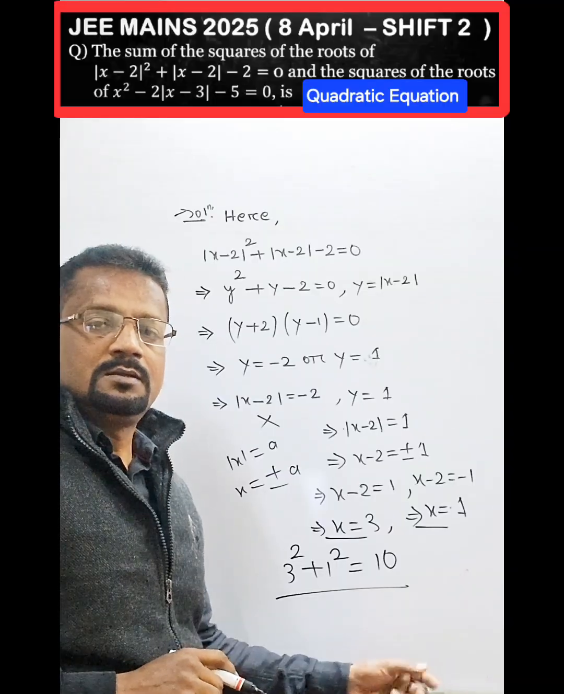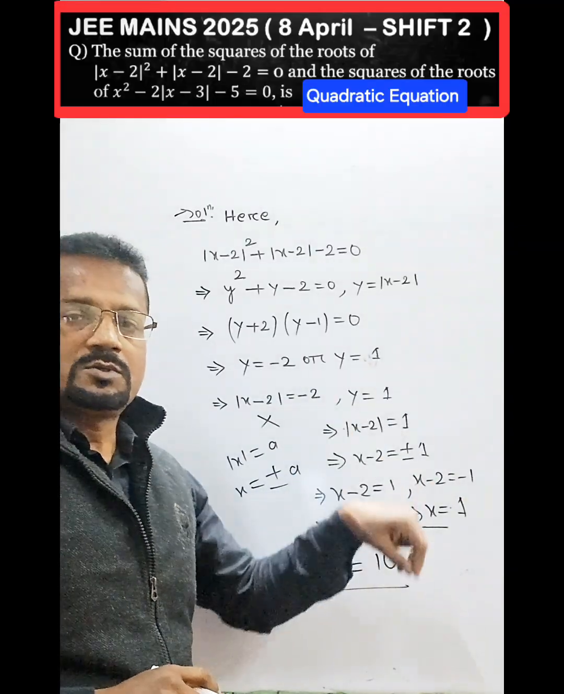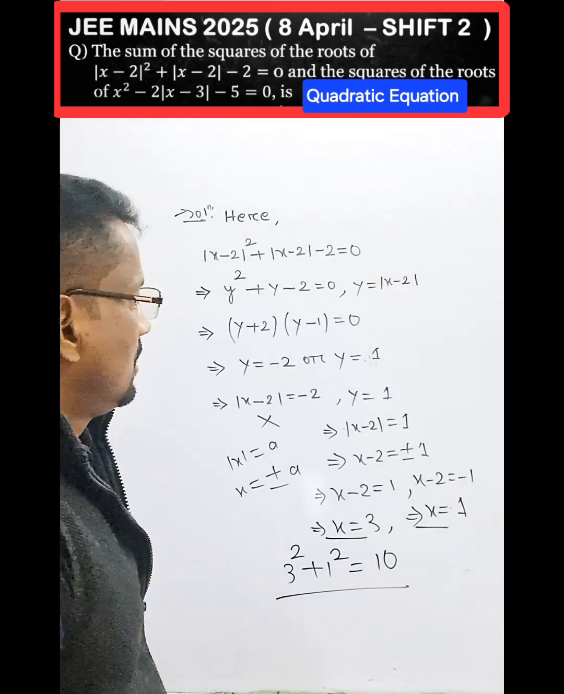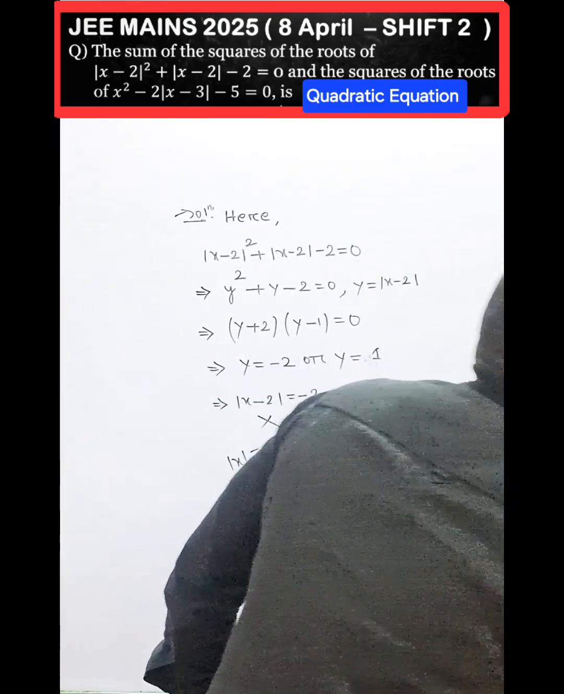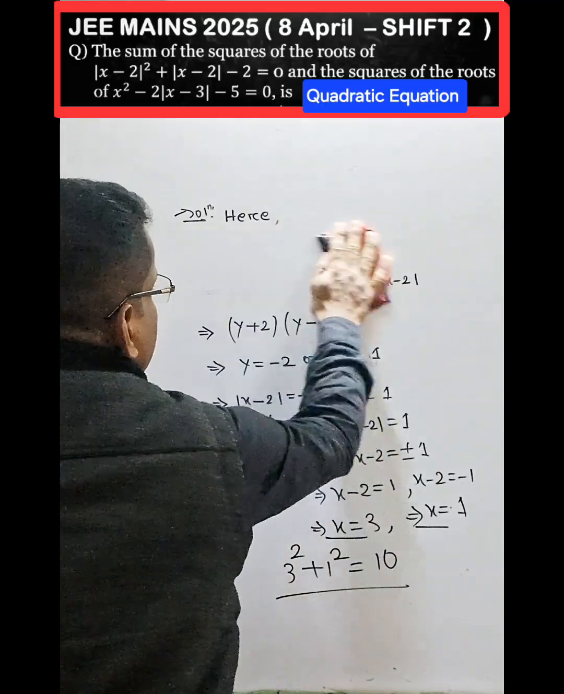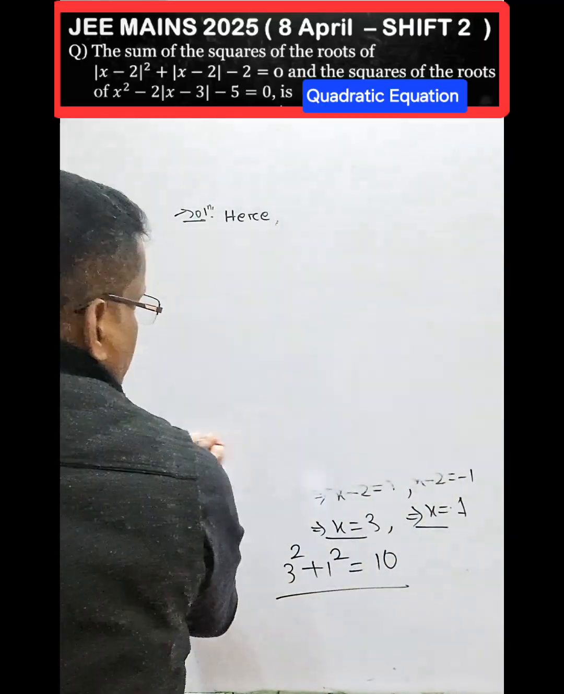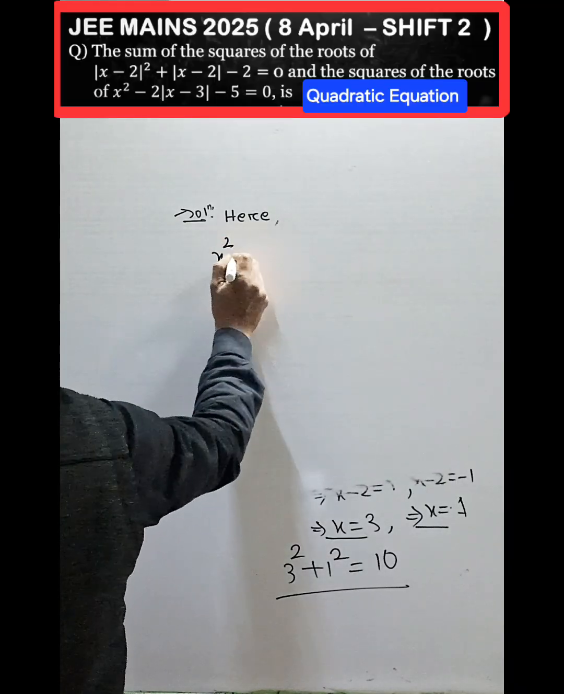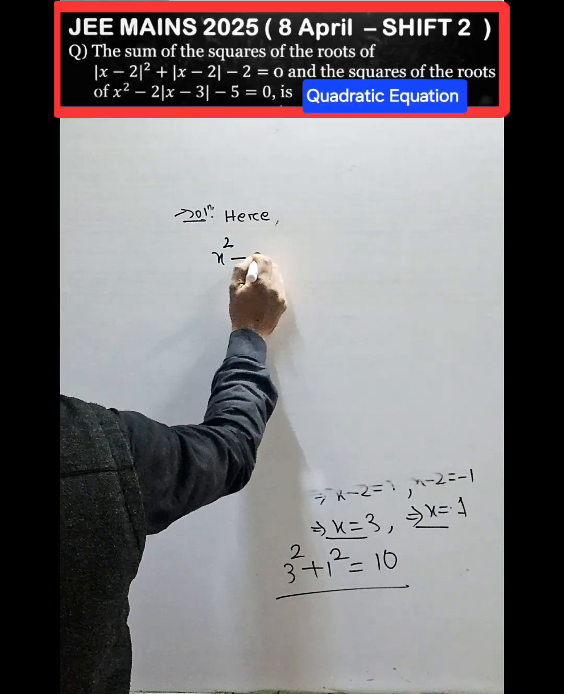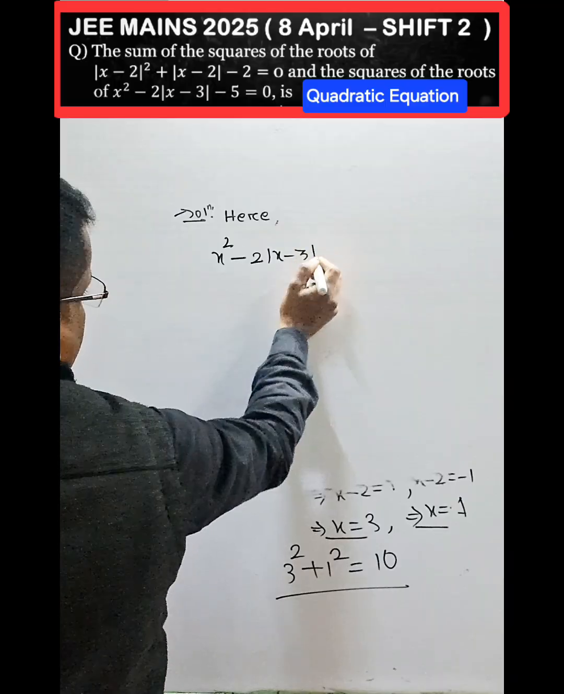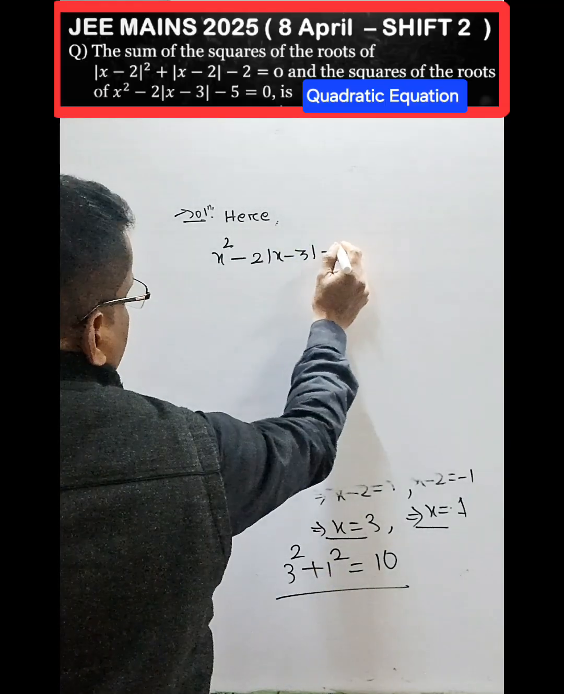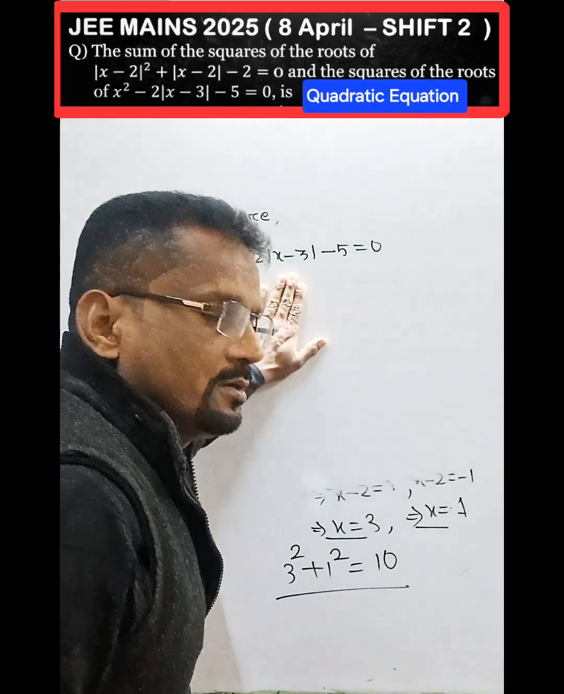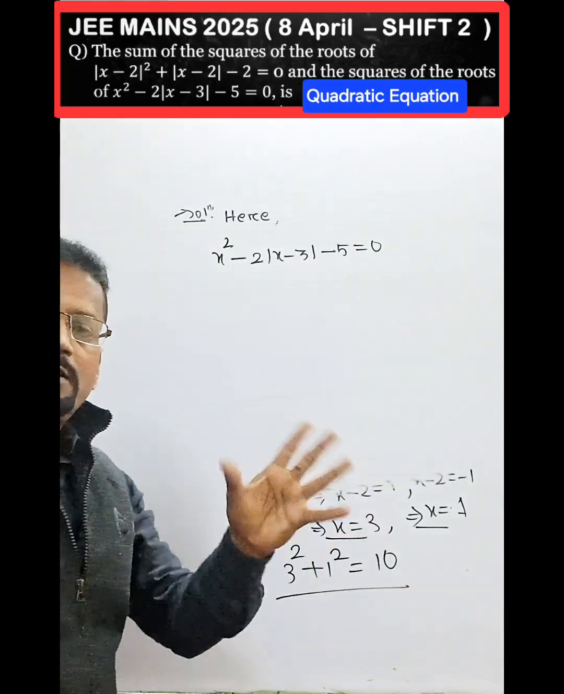This is not the answer. Now you have to take the second equation. We have to solve it. There also we have to calculate the sum of the squares of roots. So let us take the second equation now. See, the second equation is x squared minus twice of modulus of (x minus 3) minus 5 is equal to 0. And this equation you have to solve under two cases.